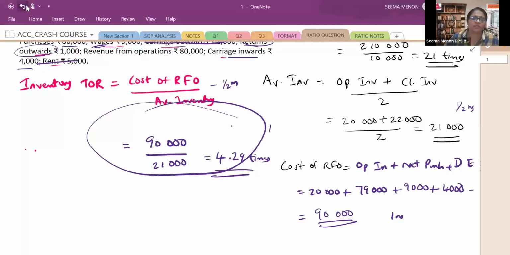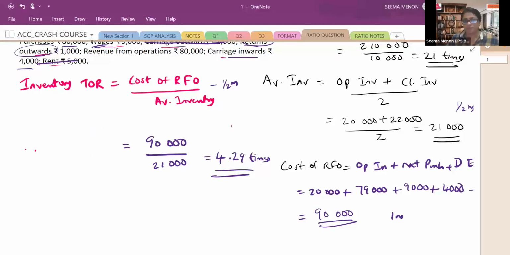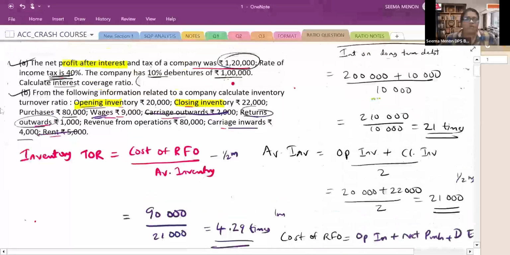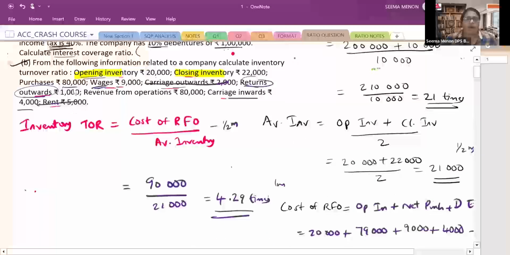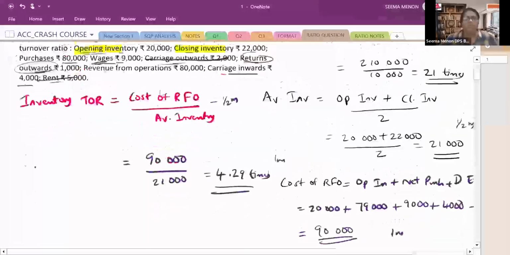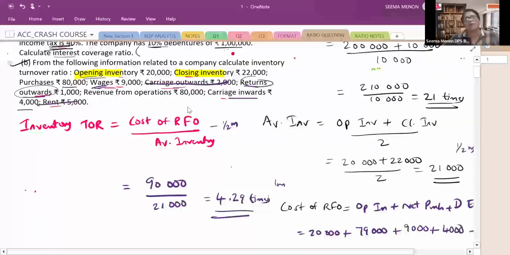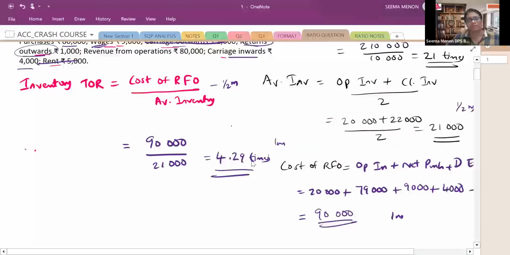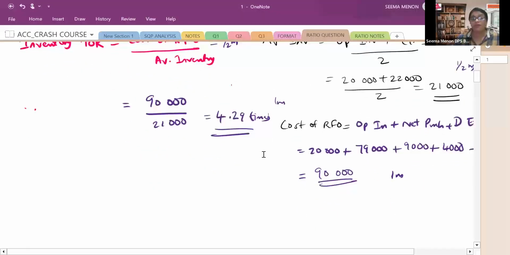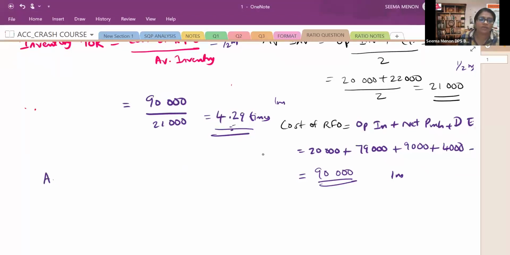I hope you are clear with whatever we discussed. Clear? This is also 1 mark. This is a 3-marker question, interest coverage ratio and inventory turnover ratio. Sometimes here I am mentioning something extra also. Sometimes in the examination, they will give you the inventory turnover ratio and ask you to find out the average inventory period.